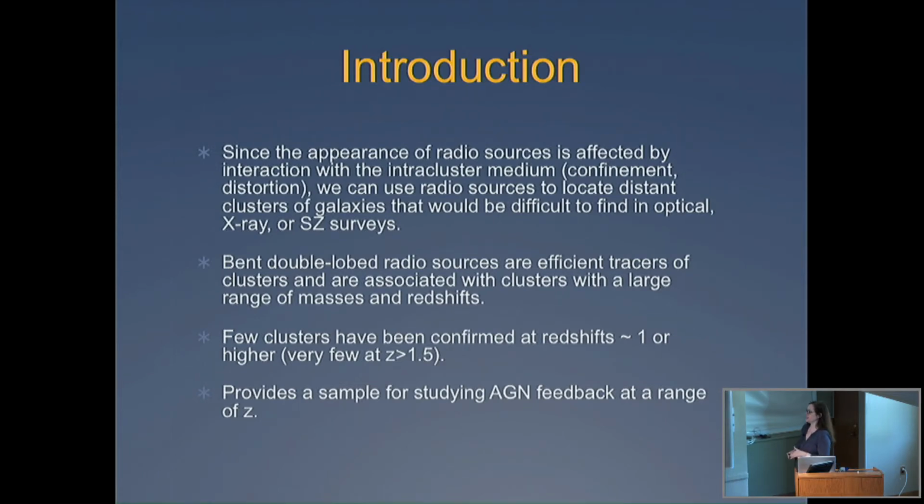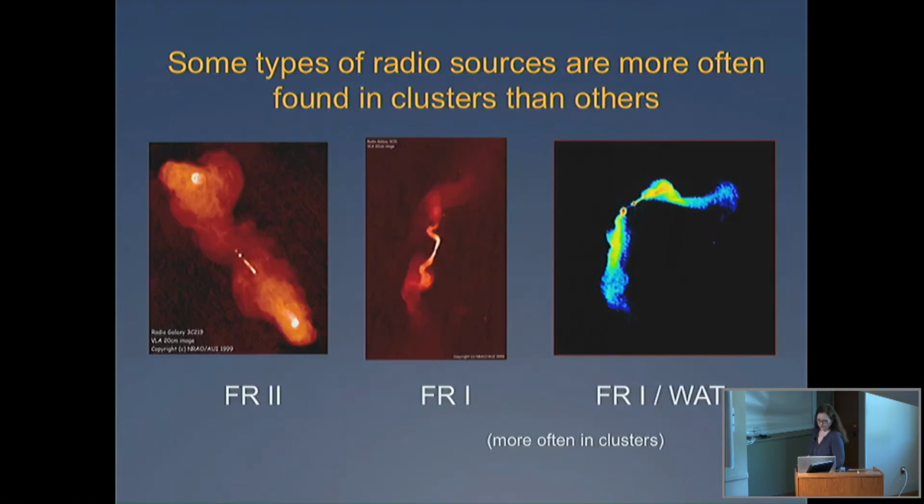We found that these bent sources, which are basically wide-angle tail type sources, they're not necessarily officially wide-angle tail in the details, but basically wide-angle tail type sources are more efficient when you compare them to straight lobe sources or single component sources. So we can go out again to very distant redshifts with this. Okay.